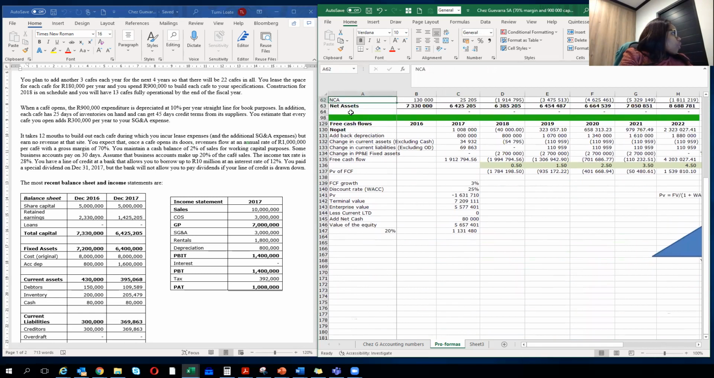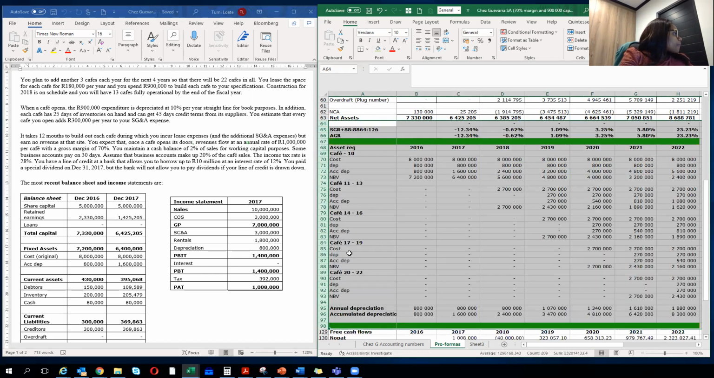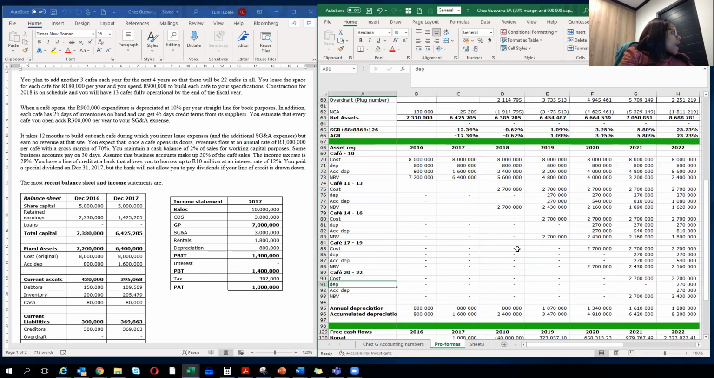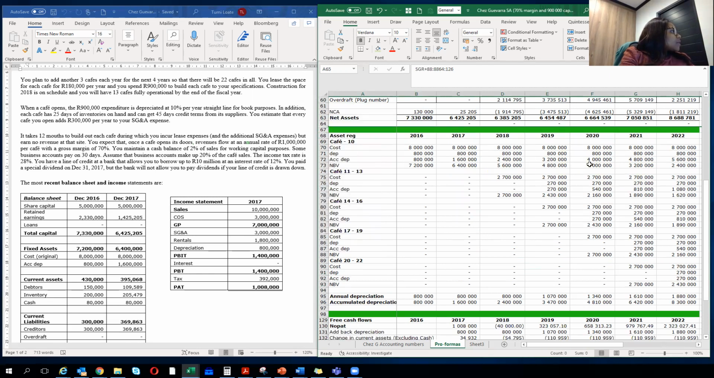I've created here what is called an asset register. It looks quite complicated, but all I'm trying to do here, if I hide this, is remember you've got the original cafes here, the 10 cafes. They told you the cost of your cafes. If you look here on the left, these original cafes had cost you 8 million. And you're also depreciating them at 10% per annum.